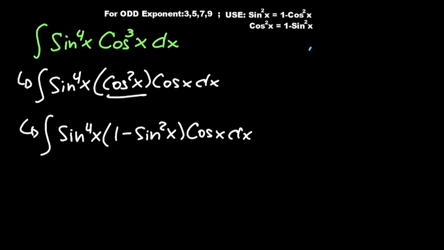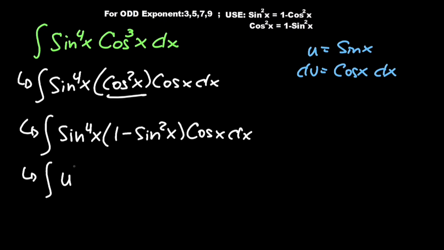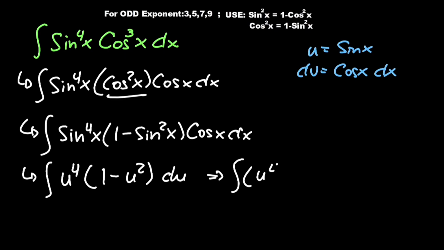And now, let u here be sine of x. Derivative of sine of x would be cosine of x. Multiply this by dx. So this would be integral of u to the power of 4 multiplied by 1 minus u squared du. Distributing u to the power of 4, it would be u to the power of 4 minus u to the power of 6 du.